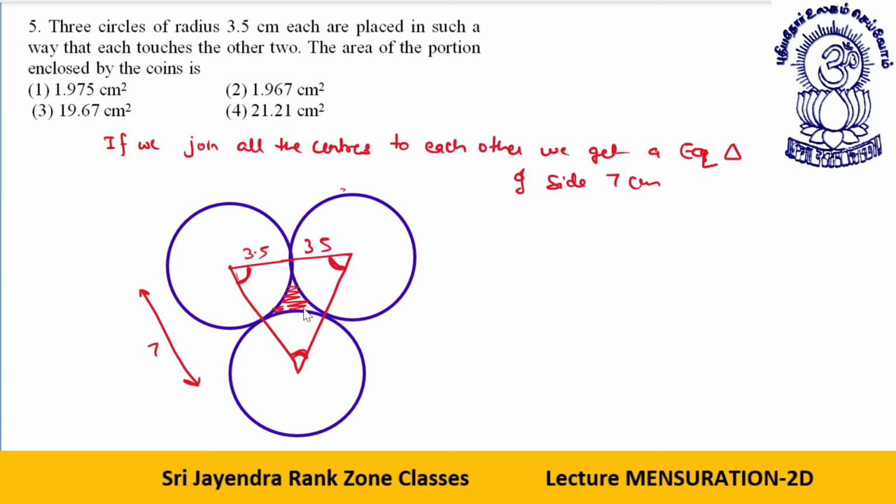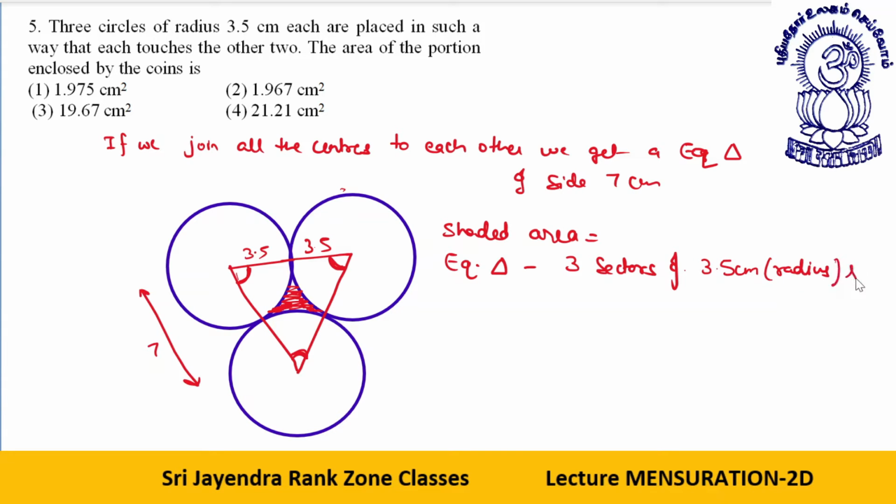Now what will happen, dear students, is, see, shaded area will be what? Shaded area is equal to equilateral triangle minus three sectors of radius 3.5 centimeter.